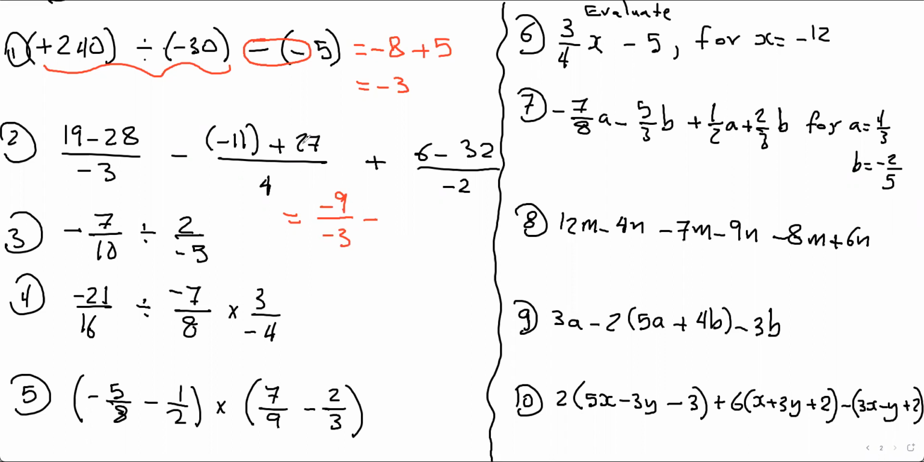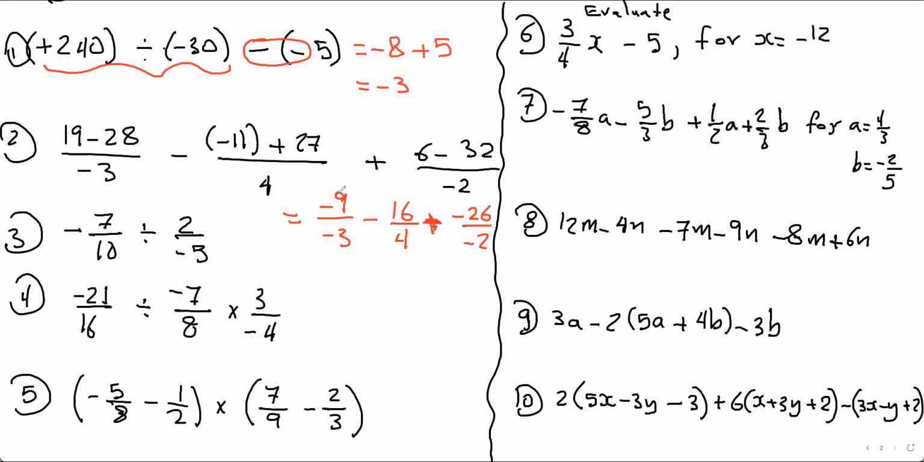Minus, we have negative 11 plus 27. That's 16 over 4. And then we have 6 minus 32, which is negative 26. It's plus, sorry, that's plus here. 6 minus 32 is negative 26 over negative 2.